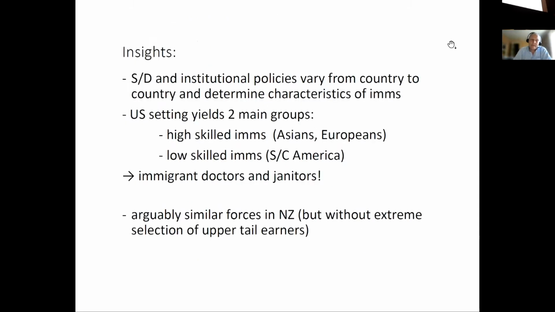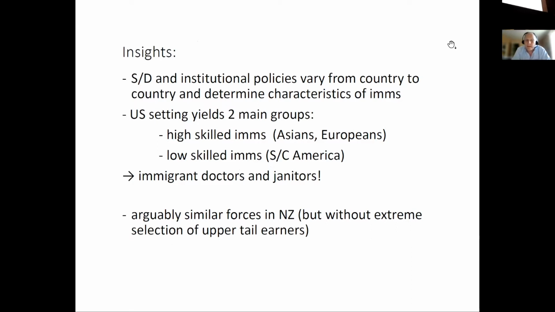So the insight of that analysis, I think, is that it's important when you're thinking about immigration to think about both supply and demand and then the institutional rules. So there's different supply factors depending on where people are from. There's different demand factors depending on what the economy can use right now and what we've allowed to persist, what jobs we've allowed to survive or regulated out of the market.